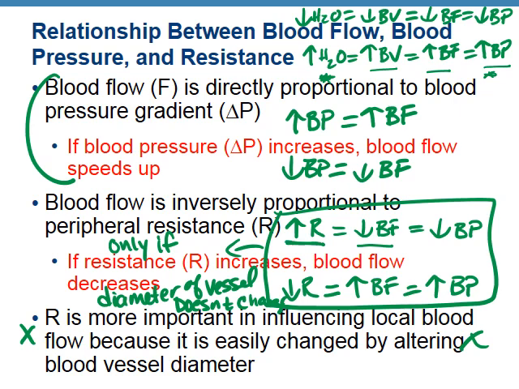So the more bumps in the road you have, your blood flow is going to go down, your blood pressure is going to go down. If you have a nice smooth surface, resistance is down, your blood flow is going to speed up, and your blood pressure is going to speed up. This only holds true if you don't change the blood vessel shape.